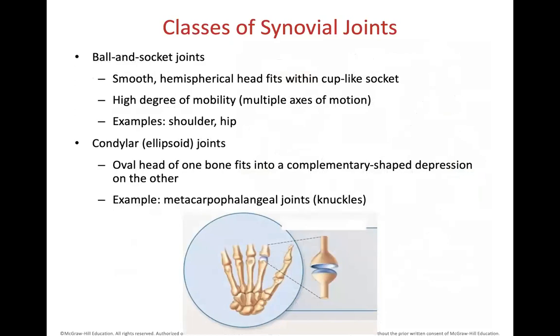Okay, first we got the ball and socket joints. This is where a hemispherical head fits into basically a socket or a cup-like depression on the other bone. So your hip is a great example, your shoulder, your femur fits into your hip socket, right? So that's a ball and socket. Your humerus fits into a depression in your scapula. These are really highly mobile. So ball and socket is going to be the most mobile of the synovial joints. There's a lot of range of motion in a ball and socket.